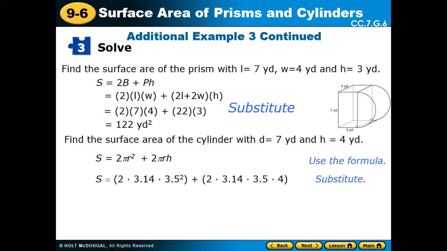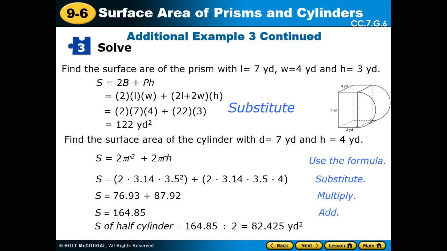Doing our calculations, we get 76.93 plus 87.92. By adding these two numbers, we get the surface area 164.85. But remember that this is for the whole cylinder, and I don't have a whole cylinder. I have only half. So I have to divide this surface area by 2 to find the surface area of the half cylinder, to get 82.425 yards square.